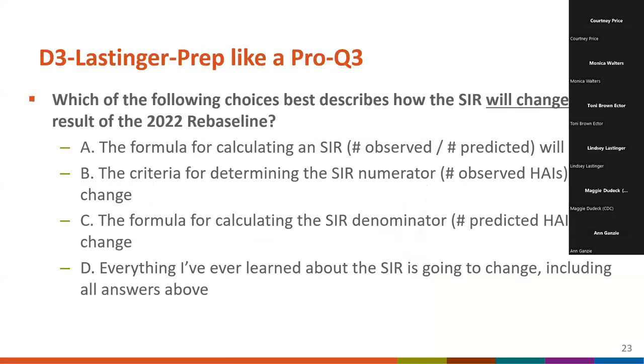All right, so it is time for our third polling question. We'll see if folks were following along on the past few slides. Which of the following choices best describes how the SIR will change as a result of the 2022 baseline?